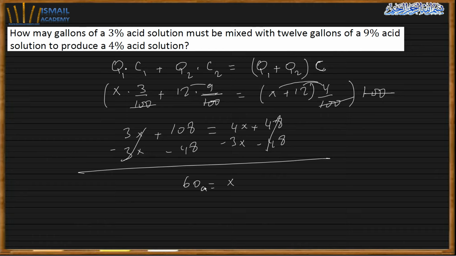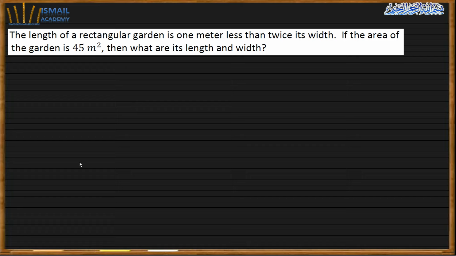Keep in mind this is gallons. So I need 60 gallons of the 3% solution in order to get 4% if I mix it with the 12 gallons of 9%. I hope it's clear.